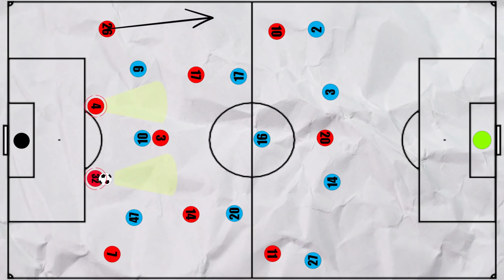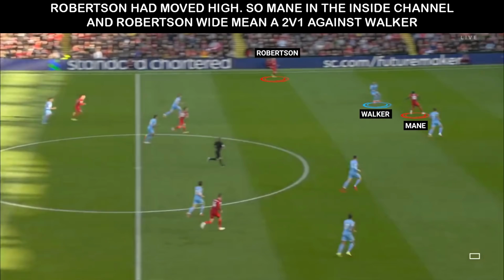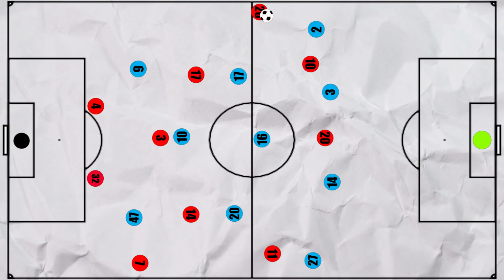So in the early phases, Robertson in particular could push high up early so that he and Mane had a 2 versus 1 against Cancelo. And the centre-backs could look to hit them with switches, leading to dangerous situations.